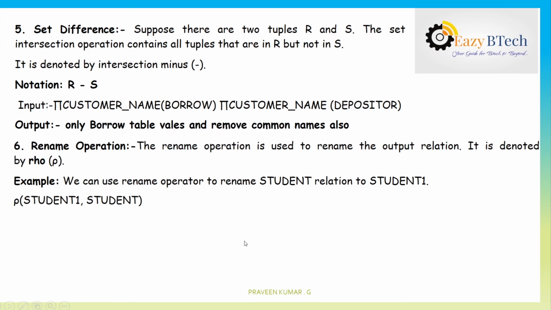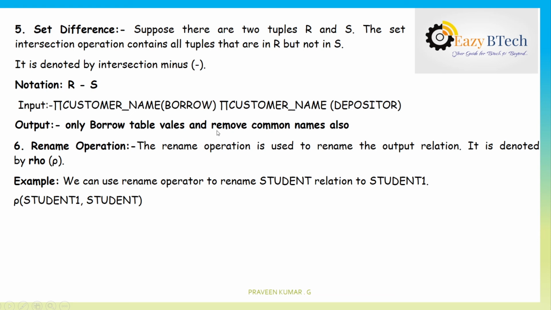Next one is difference. Please concentrate. Intersection is separate and difference is separate. Intersection is used to print common names. What is the set difference? Suppose there are two tuples R and S. The set difference operation contains all the tuples that are in R but not in S. The notation is R minus S.